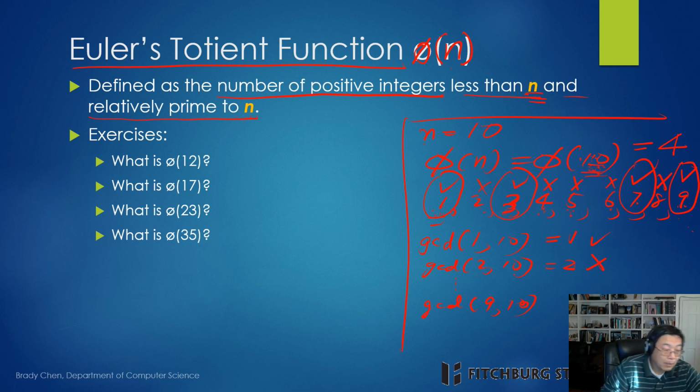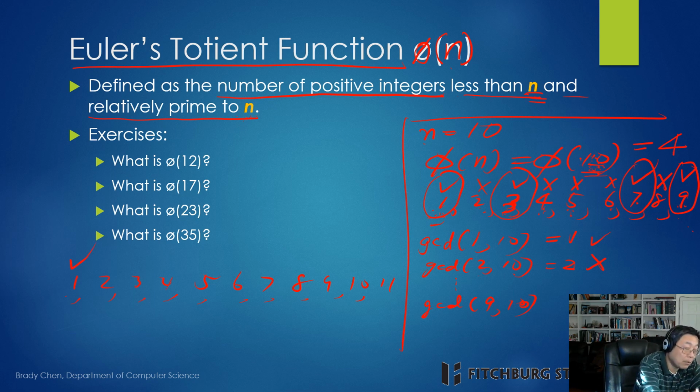Okay, so we found the phi of 10 by the definition of Euler's totient function. Now let's take a look at another example. What is the phi of 12? If we use the definition, then we need to check 1, 2, 3, 4, 5, 6, 7, 8, 9, 10, 11, right? We have 11 numbers, and we're going to compare each one with 12 to see whether they are relatively prime. 1 and 12, yes.